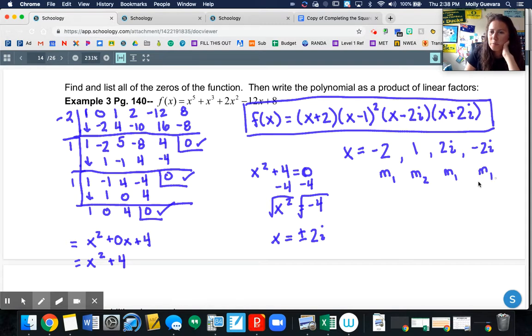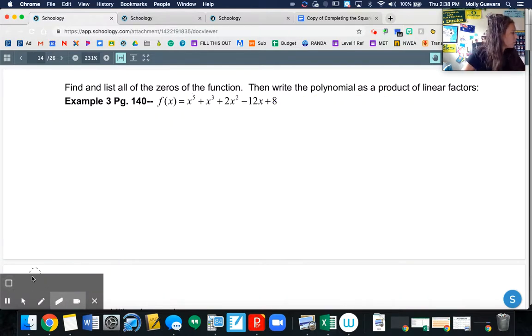Now, if we add up our multiplicities, 1 plus 2 is 3, 4, 5. I get 5. And what was the degree of the problem? 5. That should always be the case. No matter what, whatever the highest degree is of your function, that is all your multiplicities added up. Fun stuff. Let's try another one. Shall we?